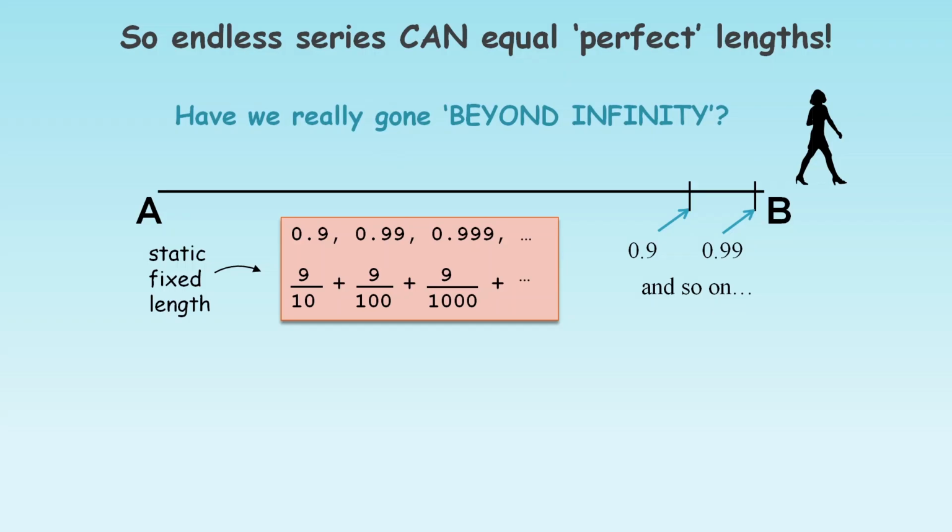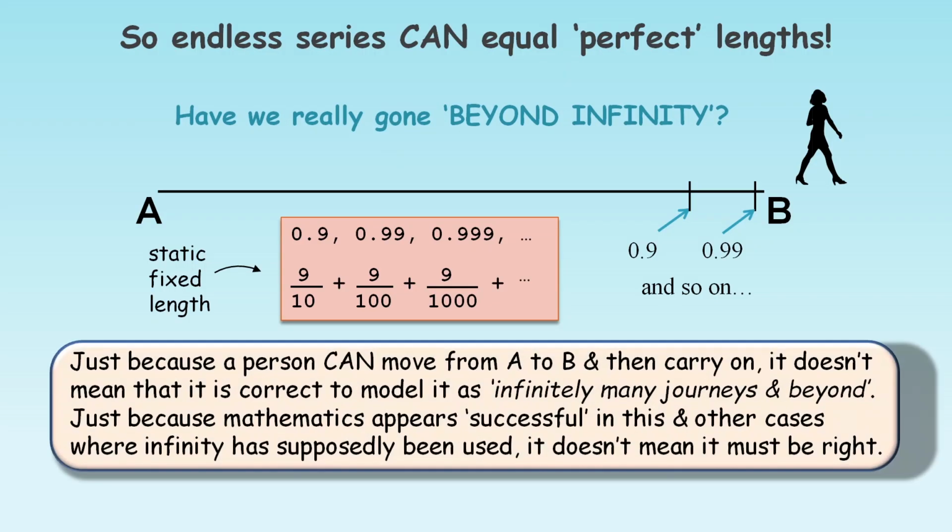But just because we know it's certainly possible to move from point A to point B, it doesn't mean that the concept of a completed infinity is the right way to model that journey. The argument that it appears to be successful can't be considered to be a valid argument for using infinity in mathematics. You might expect mathematicians would know better than to use this invalid argument, but they still do.